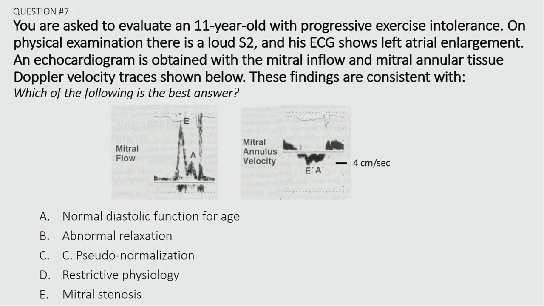Question 7. You are asked to evaluate an 11-year-old with progressive exercise intolerance. On physical examination, there is a loud S2, and his ECG shows left atrial enlargement. An echocardiogram is obtained with the mitral inflow and mitral annular tissue Doppler velocity shown below. These findings are consistent with A, normal diastolic function for age, B, abnormal relaxation, C, pseudonormalization, D, restrictive physiology, E, mitral stenosis.